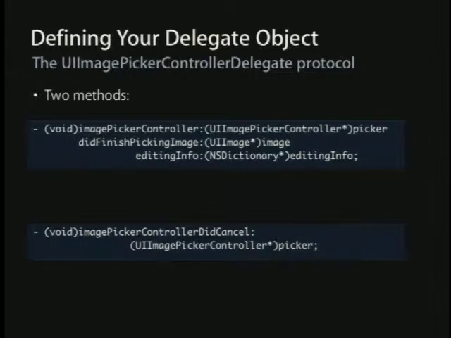So image picker controller, obviously the first parameter tells you what the UI image picker object was that did the picking. And did finish picking image, you'll get back a UI image that is the image the user took. So that's all you have to know about the camera. You don't need to know specific details of the formats. You just get a UI image back. You can write it to a file, do anything that you would normally do with a UI image.